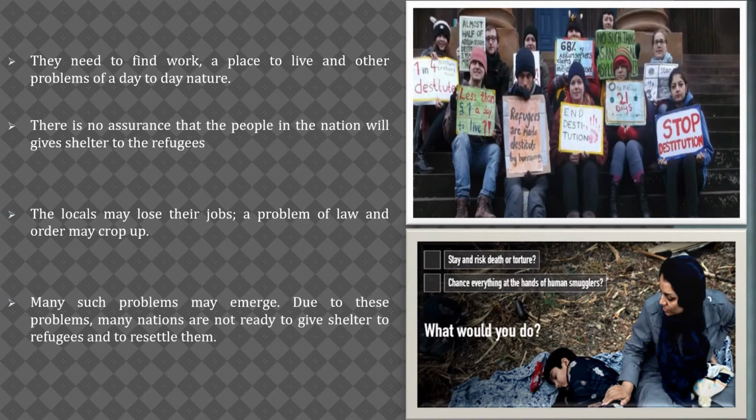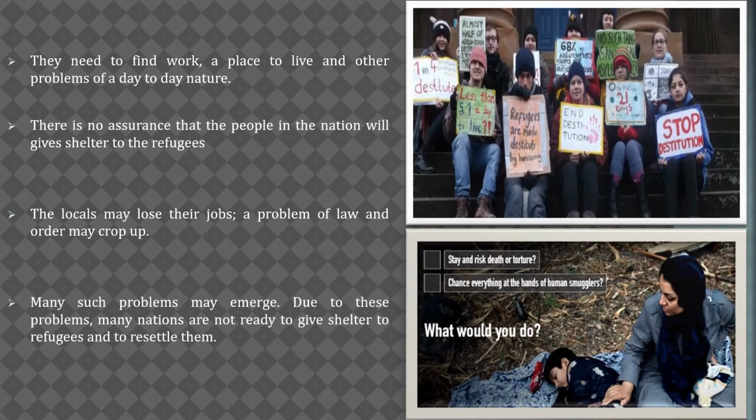When refugees reach a safe place, they have new challenges. They need to find work, a place to live, and other problems of a day-to-day nature. If the language and the culture in the other nation are different, then they have to adjust to those difficulties.